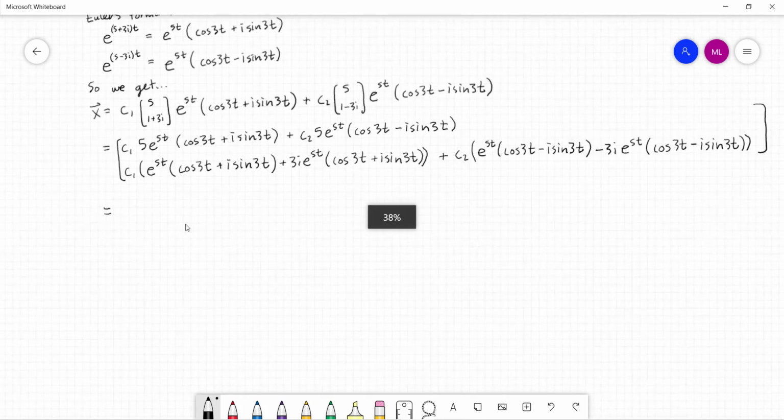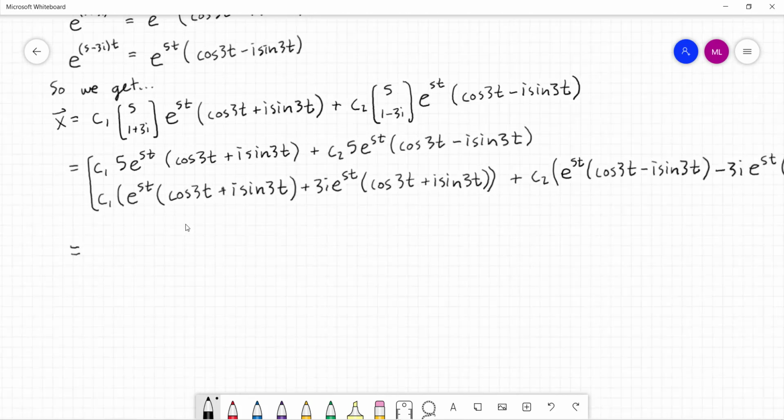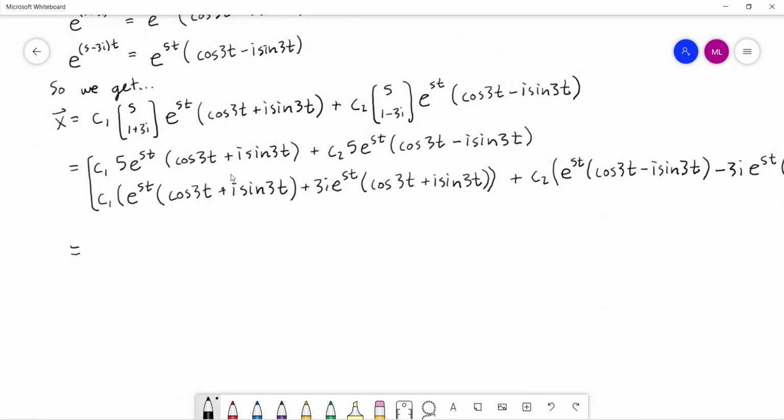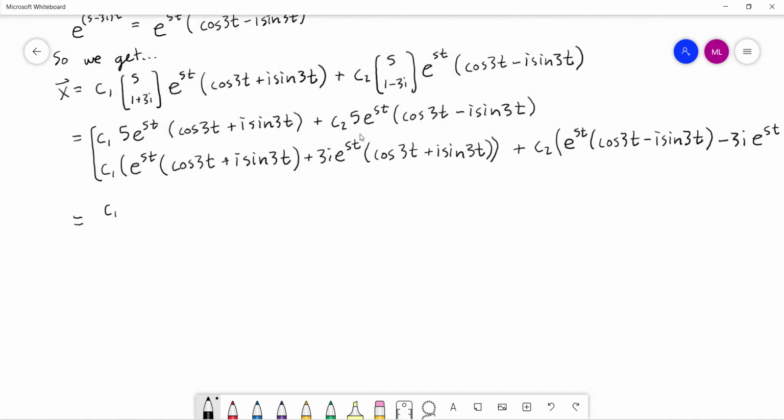The next thing I want to do on top is group the real parts together. So the real parts are going to be, in this case, this term, as is this term. They both have an e to the 5t. They both have a c1 and a c2 in front of them. So I'm going to write this as c1 plus c2, e to the 5t cosine of 3t. So there's what we got by pulling out this term and grouping them together.